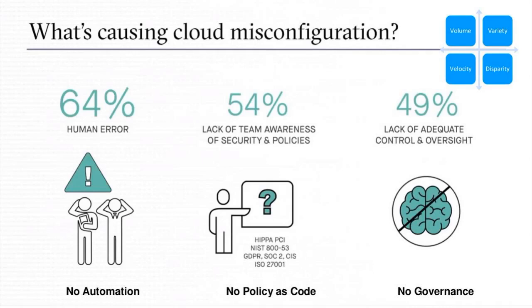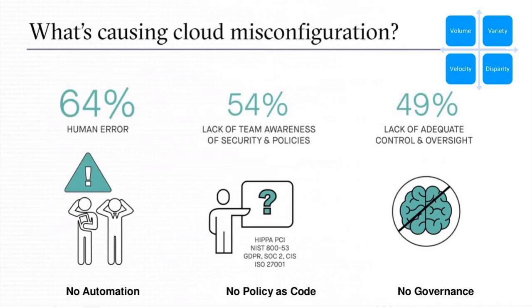Aside from looking at the numbers, you have to look at cloud itself. It has velocity, right? So it's agility. It has volume. It has a variety of data sets, variety of services, and it has disparity as well. So multi-cloud makes it even more difficult.